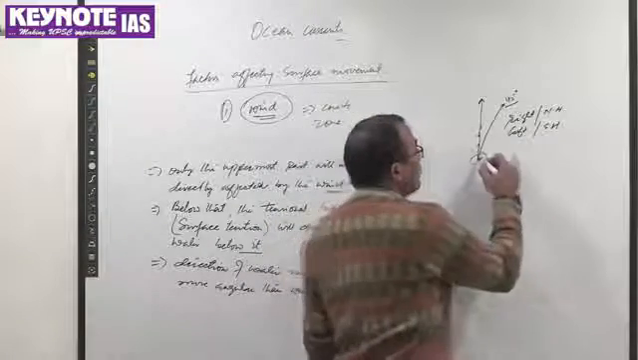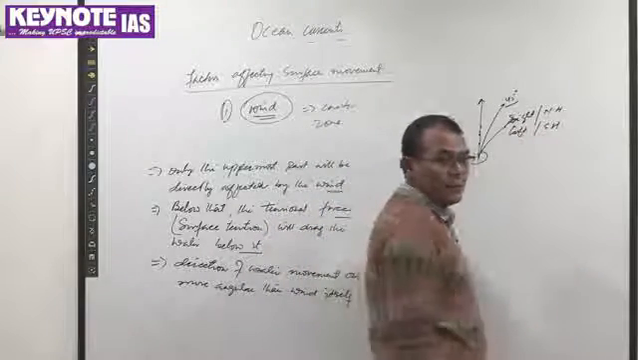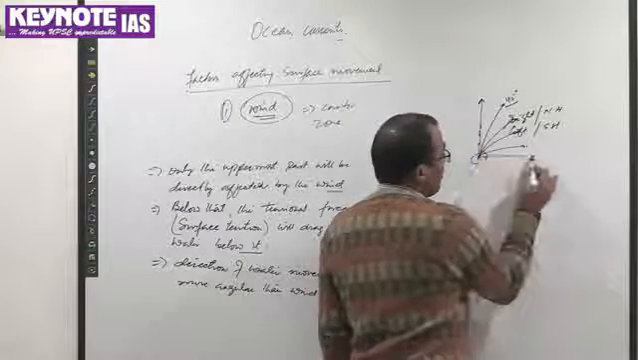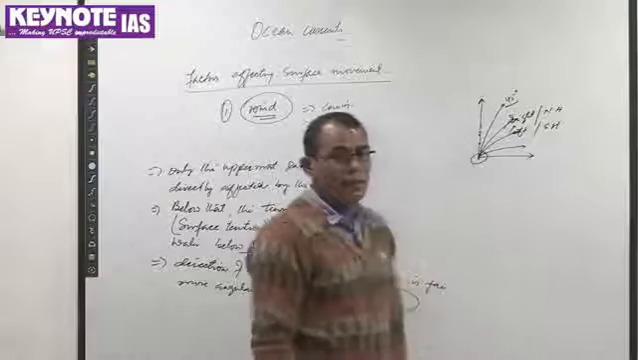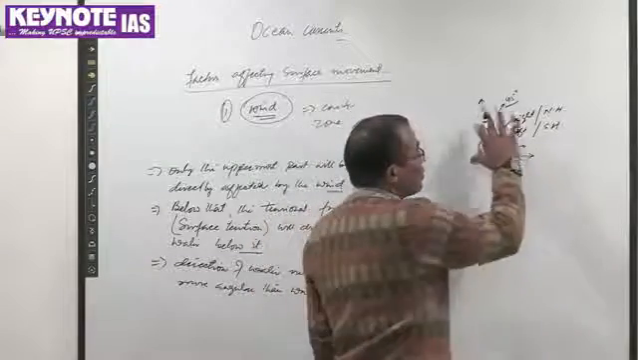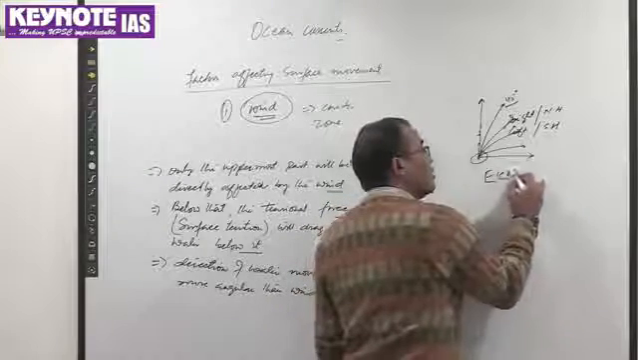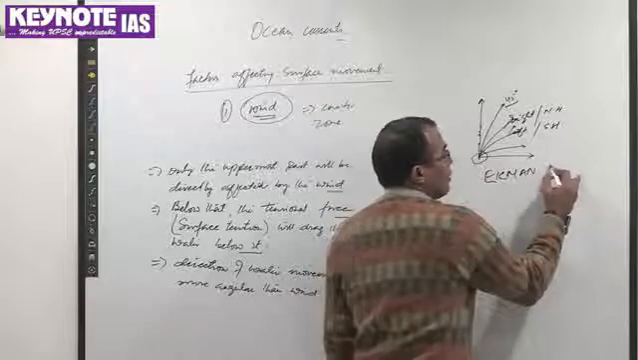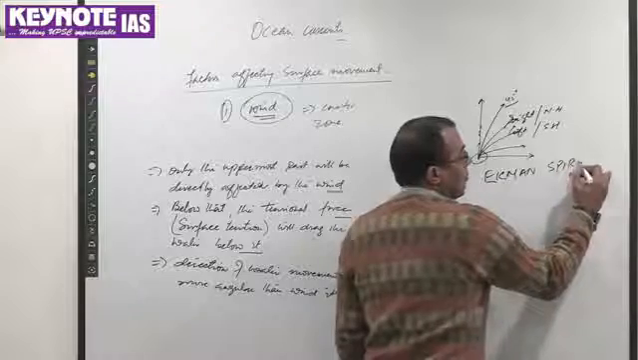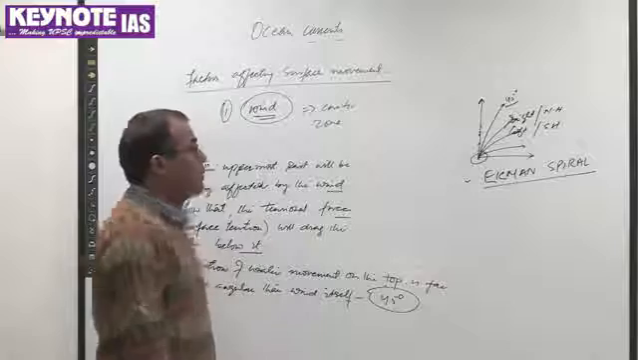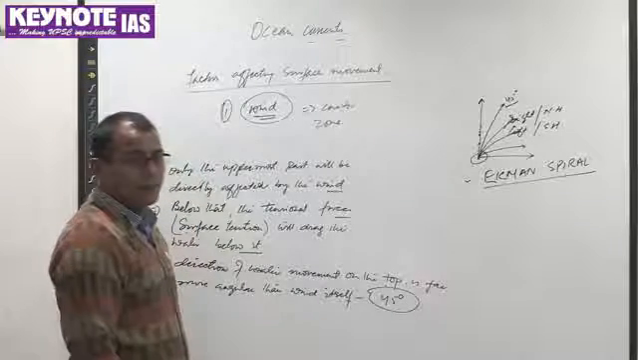And the second layer will be moving slightly far more. Third layer will be far more. Fourth layer will be far more. And this is what you call the Ekman spiral. This was first explained by Ekman, Fred Ekman. That's what is called the Ekman spiral.